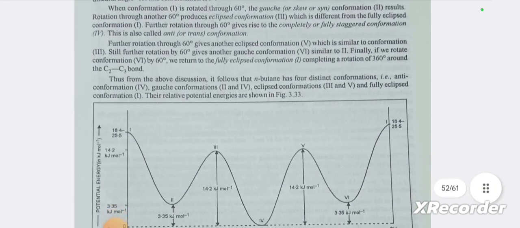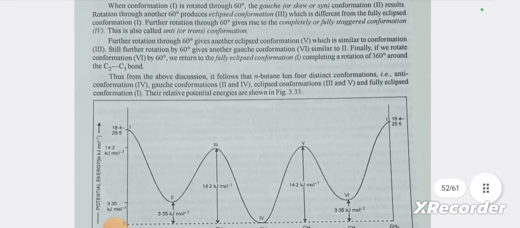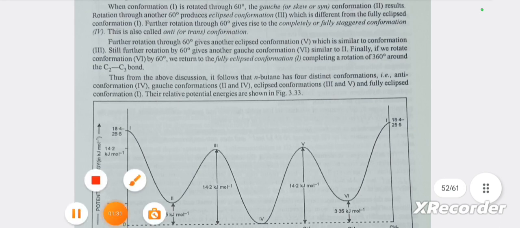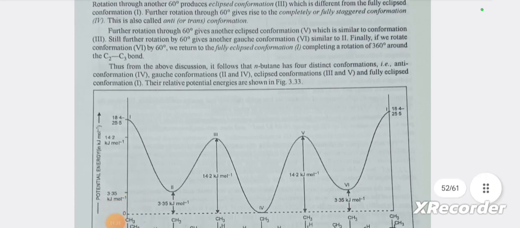Rotation through an angle of 60 degrees produces the eclipsed conformation, which is different from the fully eclipsed conformation. Further rotation through 60 degrees gives rise to the completely staggered conformation, fourth. This is also called the anti or trans conformation.